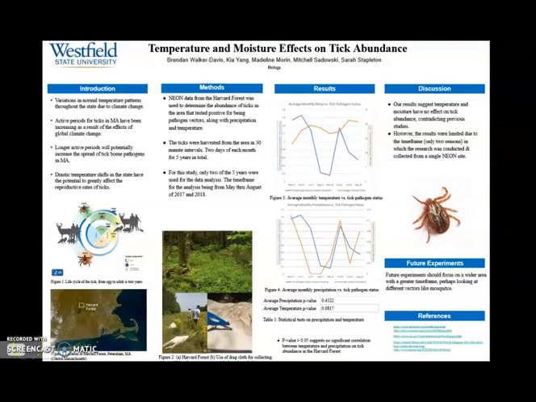For our results, Figure 3 will show the average monthly temperature, and Figure 4 will show the average monthly precipitation as we compare both variables to tick abundance with positive pathogen status. We can see that the highest amount of pathogen-positive ticks had been recorded in June 2017 with an average of about 1.66.